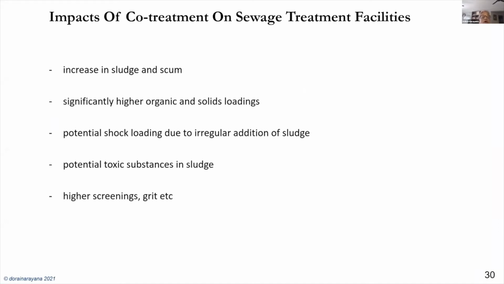And significantly higher organic and solids loading will be experienced by the STP. There could be shock loadings because of irregular addition of sludge, unless we have some kind of blending or stabilization, some kind of equalization tank. And potential toxic substances may be there. We need to take precautions for this. And screenings and grit volumes will also be high. You can expect this, right? So these are the general things you can expect as impacts on your STPs when you do co-treatment.